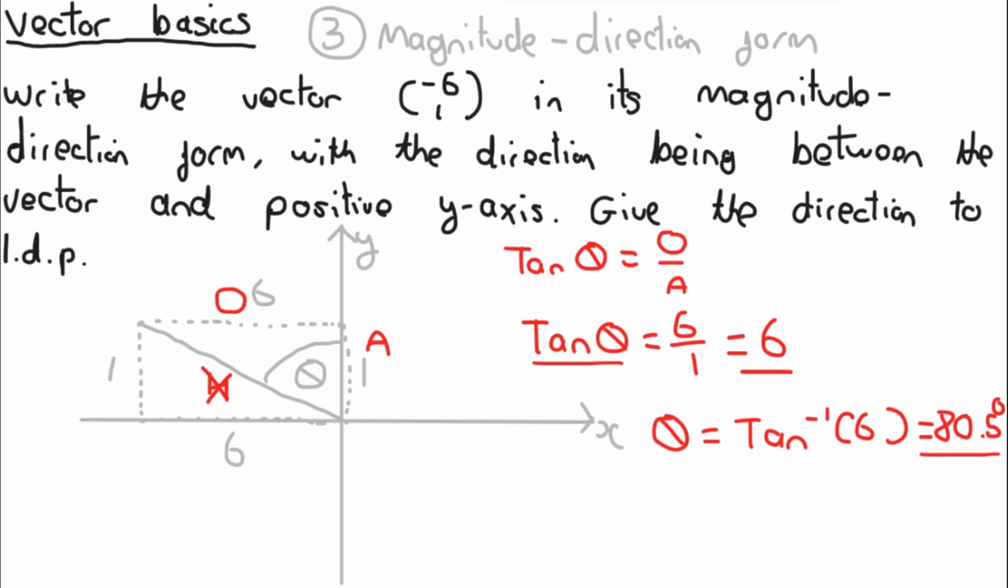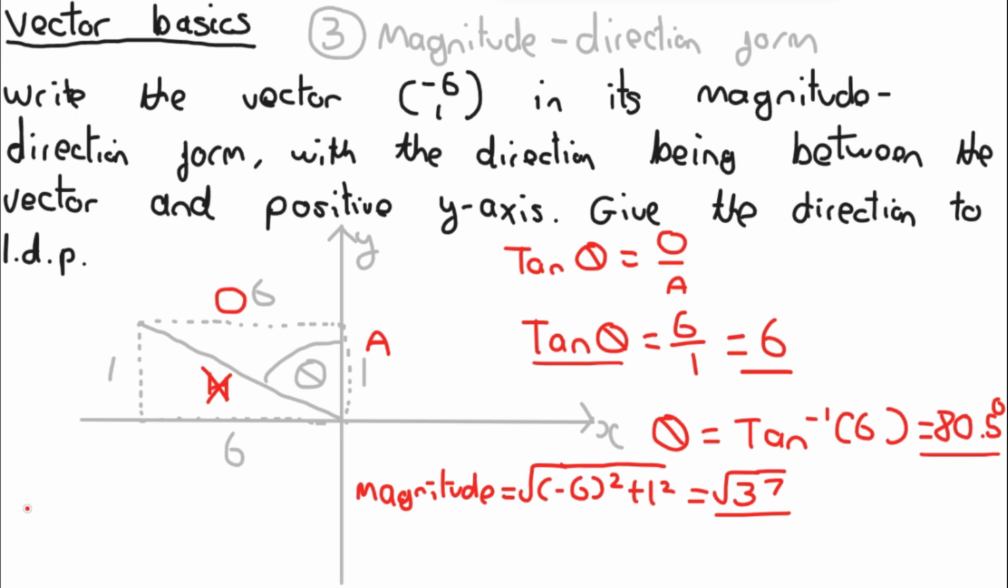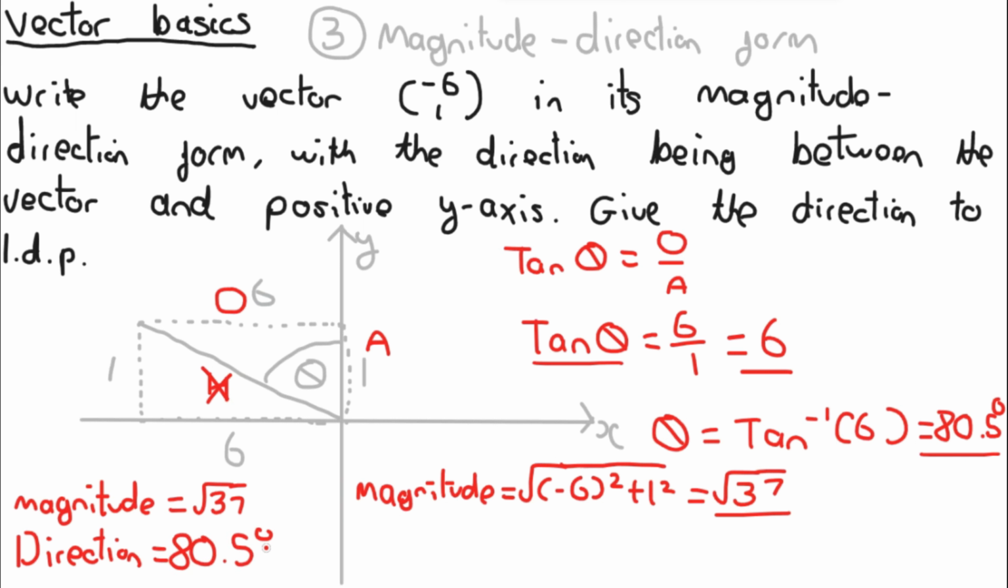All we need to do now is find the magnitude, and that should be pretty easy. So for this vector, the magnitude, remember just to sub in these values here, is going to be equal to the square root of -6 squared plus 1 squared, which if you put into a calculator is equal to root 37. And therefore we figured it out in the magnitude direction form, with the magnitude equal to root 37 and the direction equal to 80.5 degrees. So I don't think that's too bad.